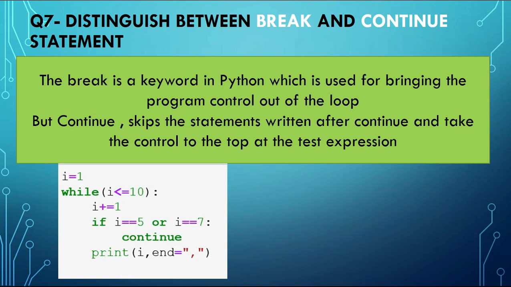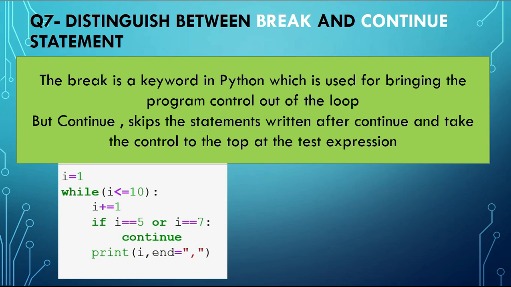Now here you can see i equal to 1, while i less than equal to 10. So we are running a loop from 1 to 10. Inside the loop we are increasing the value of i by 1, and it is written if i double equal to 5 or i double equal to 7, that means if the value of i becomes 5 or 7, it will continue. Continue means whatever statement is written after continue will be ignored, skipped, and we will reach the test expression again, and the condition will be checked again.